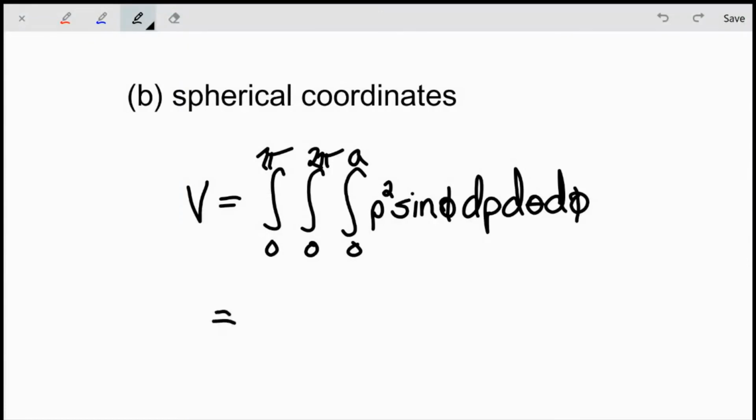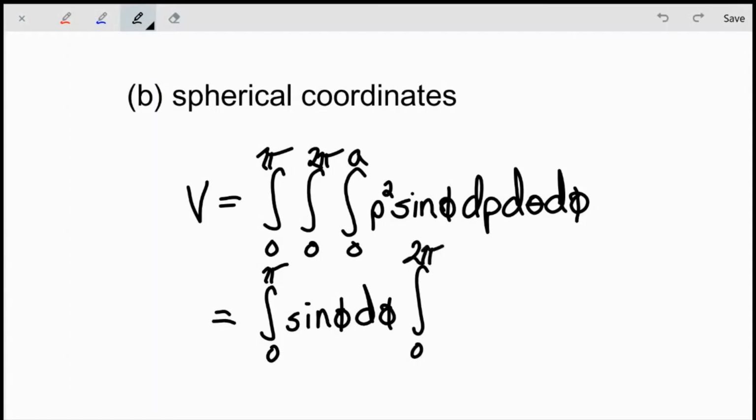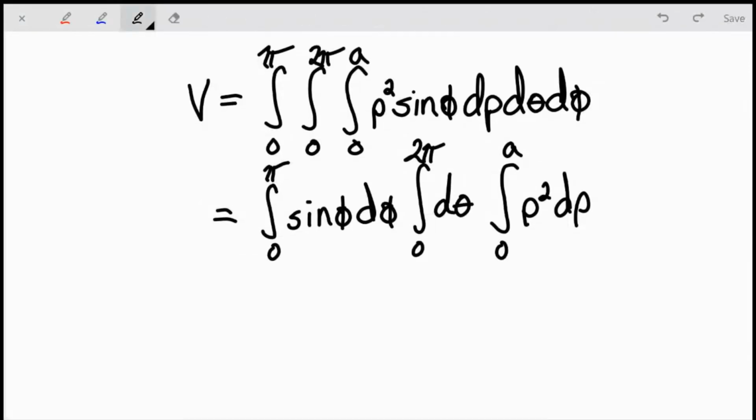The nice thing here is these are all single integrals, right? So when I solve this out, I'm going to go from 0 to pi for the phi values, with sine of phi d phi. And for my theta values, I'm going to have 0 to 2 pi for my d theta. And for the rho part, I'm going to have the integral of rho squared d rho, going from 0 to a. And in the end, we're going to get the exact same thing, but we'll end up with it in a little bit easier process from an integration standpoint.